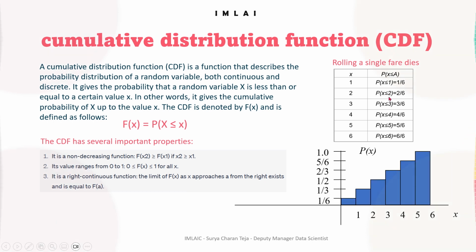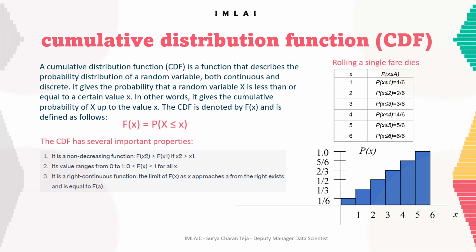Now if you plot it on the graph, this is what you get. For x less than or equal to 1, this portion; x less than or equal to 2, this portion; x less than or equal to 3, this portion; x less than or equal to 4, this portion; x less than or equal to 5, this portion; and x less than or equal to 6, this portion. And it's cumulatively increasing, and this is the main difference between a probability mass function and a cumulative distribution function. Let's see the exact difference between each other in the next slide.